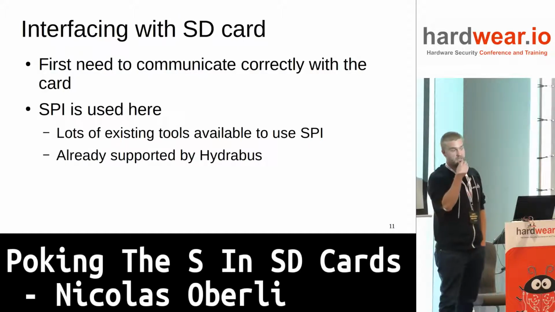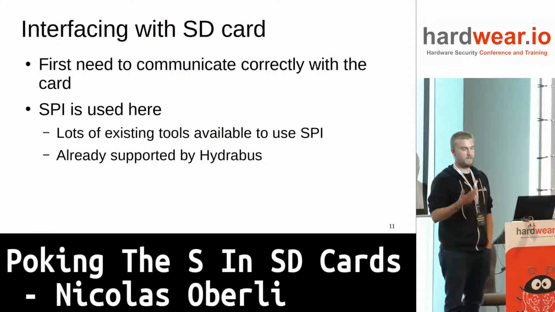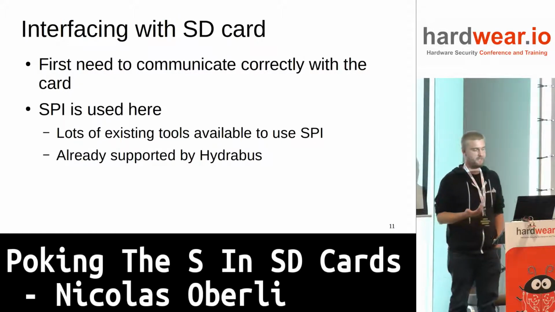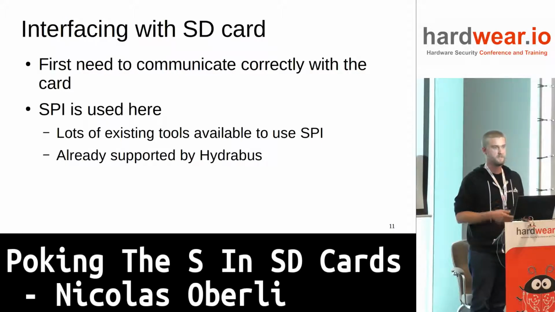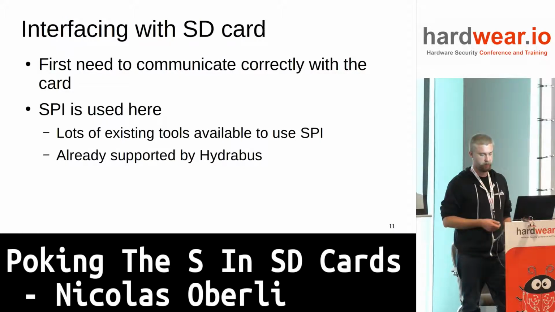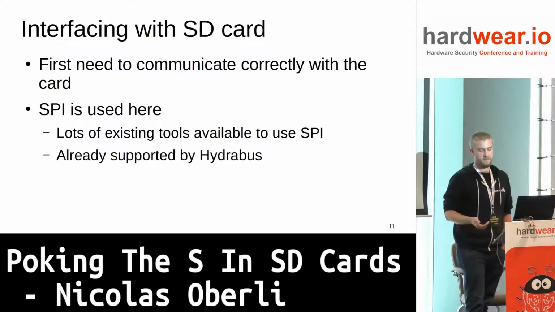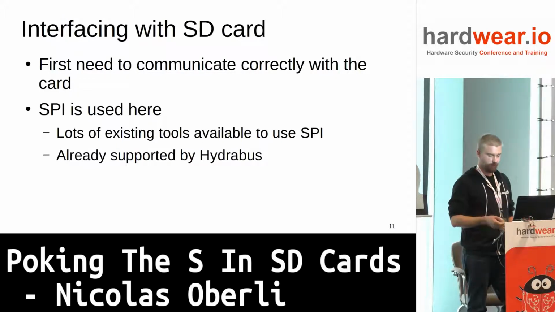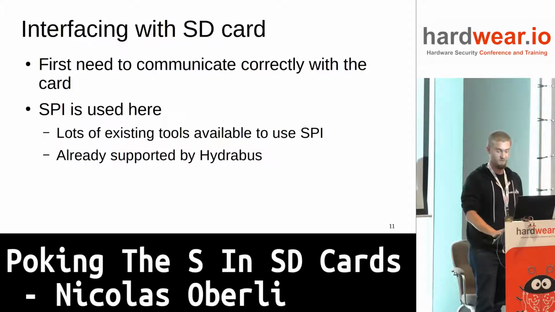So to interface with an SD card, I used the easiest solution. I used SPI because it's quite easy to find tools that are using SPI. It's also easy to script with Python, and it was supported by HydraBus. Told you it was a really good tool.